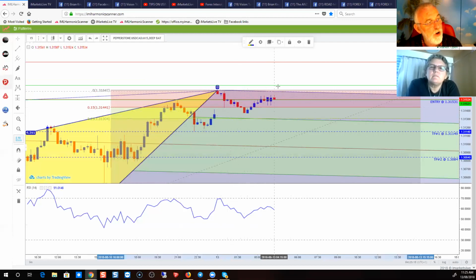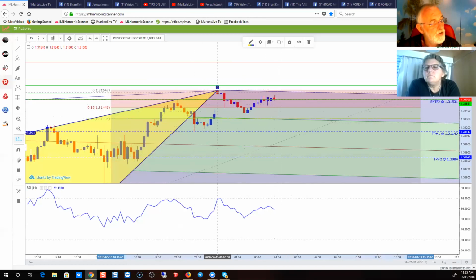It hasn't broken the Fibonacci. It hasn't come back to where the entry line is. It hasn't come back and touched the fork, which is on a down angle. So, you know, it would only have to go less to actually touch that.